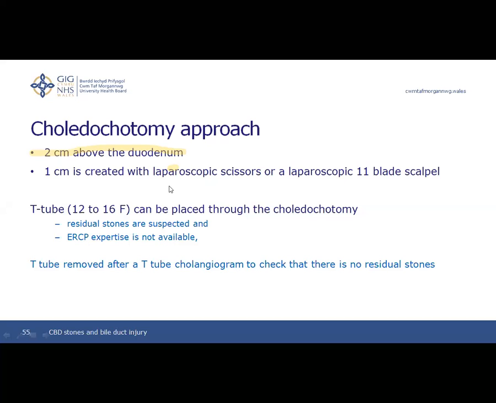ERCP or a T-tube cholangiogram can be done after a CBD exploration to make sure that the common bile duct is clear without any stones. Before removal of the T-tube, it is better to do a T-tube cholangiogram to check whether there is any residual stone before we take it out, and the T-tube can be removed in 2 weeks' time.